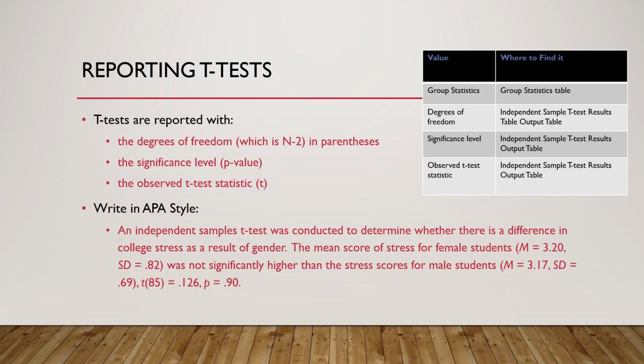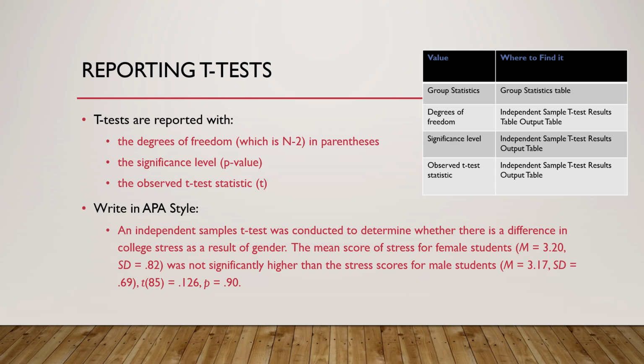So when you're reporting a t-test, you should always be looking for the group statistics as well as the degrees of freedom, which are in the parentheses, the significance level, and the observed t-statistic. And you can find all of these. There's a table here that says where to find them. The group statistics are in the group statistics table. And then I've already pointed out where the degrees of freedom, the p-value or significance level, and the observed t-test statistic are. Those are the data you need.